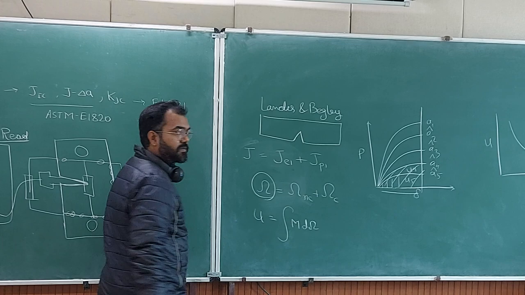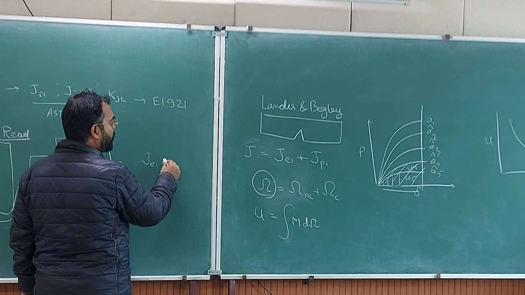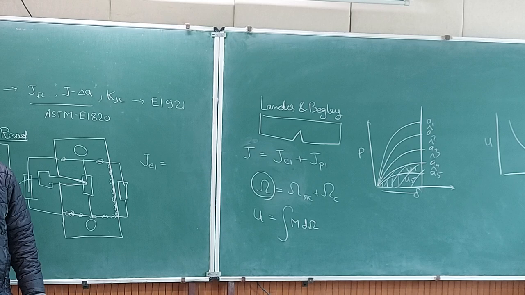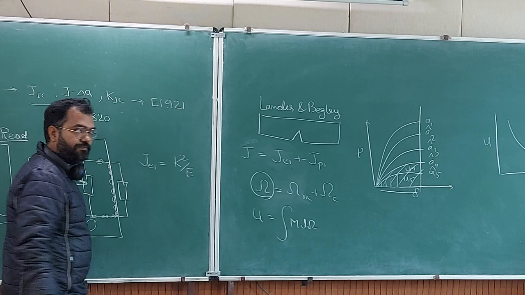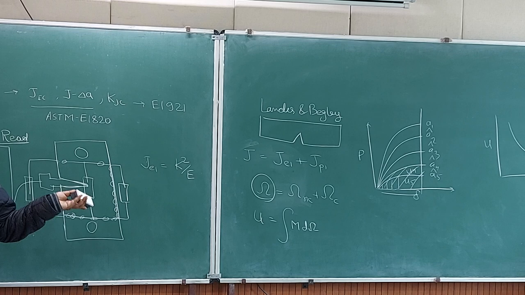And J elastic can simply be calculated from the force which you have at that point and follow the formula for stress intensity factor, because that comes from theory of elasticity. So that should be defining the elastic J integral. So that will be simply K square by E. Okay, and this K is calculated from all the same formula which we have discussed in plane strain fracture toughness.